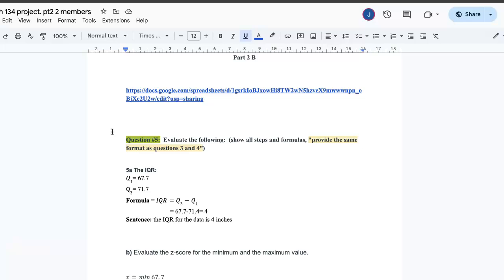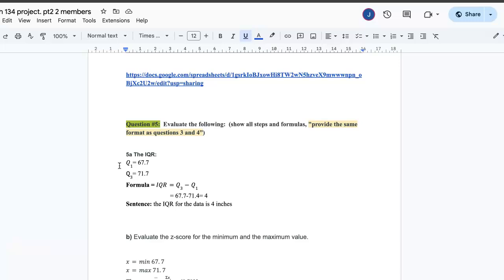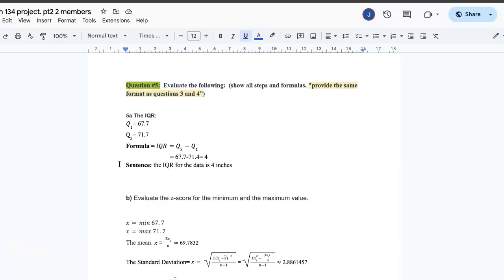Now, question 5 asks a critical question. It says, evaluate the following and show all steps and formulas. Now, we have to provide the same format as questions 3 and 4. And question 5 states, what is the IQR? Now, the IQR is Q3 minus Q1. So for our Q3, we have 71.7, and for our Q1, we have 67.7. Now, crunching in the numbers, rounding, looking at all the results, we get an IQR of 4 inches.